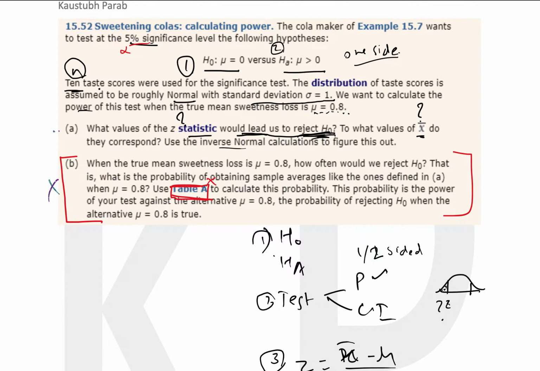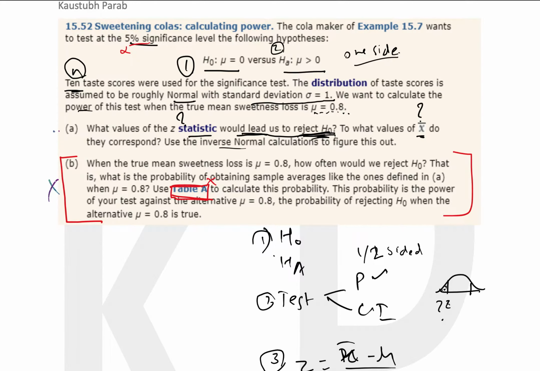Further reading, 10 test scores were used for significance tests, so we know our sample size n is 10. The distribution of the test is assumed to be normal, first assumption met, with standard deviation sigma equals 1, second assumption met. We want to calculate the power of this test when the true mean sweetness loss is mu equal to 0.8. That's our more specified alternative hypothesis, because it should be greater than 0. If it is 0.8, what would be the power?